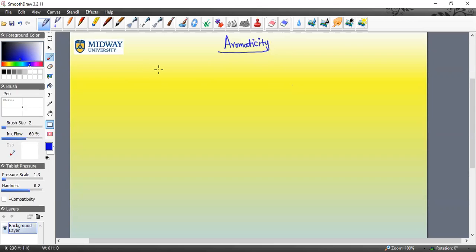aromaticity. There are certain rules on determining whether a molecule is aromatic or not. Before I walk you through the rules, let's look at a molecule that's probably known to anyone that's taken an organic chemistry class, and that's benzene.